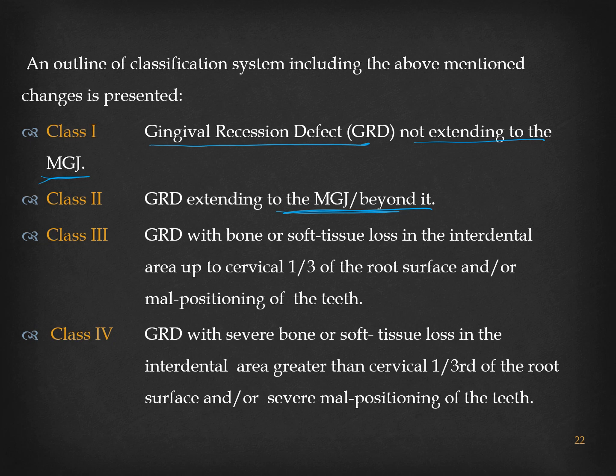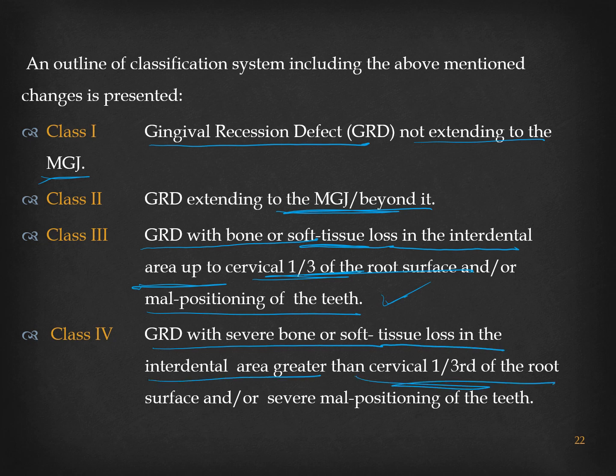And in class 3, gingival recession defect with bone or soft tissue loss in the interdental area up to 1/3 of the root surface, or malpositioning of the teeth. If the interdental soft tissue loss is up to the cervical 1/3 of the root surface, then it should be considered in class 3. And class 4, GRD with severe bone loss or soft tissue loss in the interdental area greater than cervical 1/3 of the root surface, or severe malpositioning of the teeth. They have considered mucogingival junction only in class 1 and class 2, and interdental bone loss, tissue loss and malpositioning in class 3 and class 4.